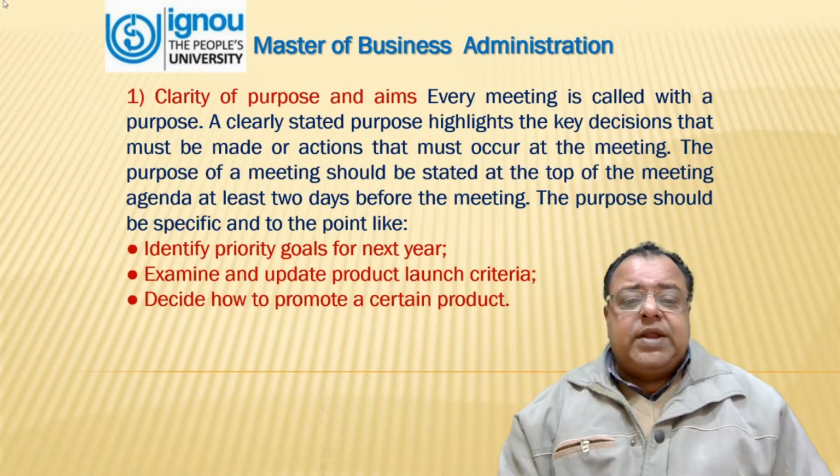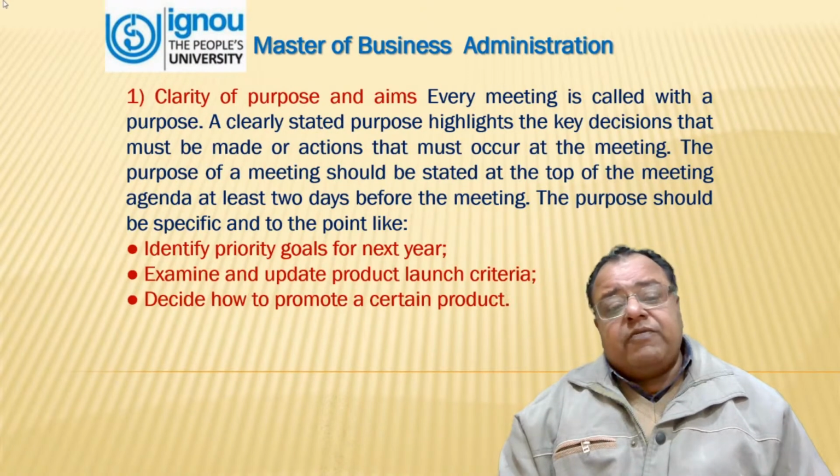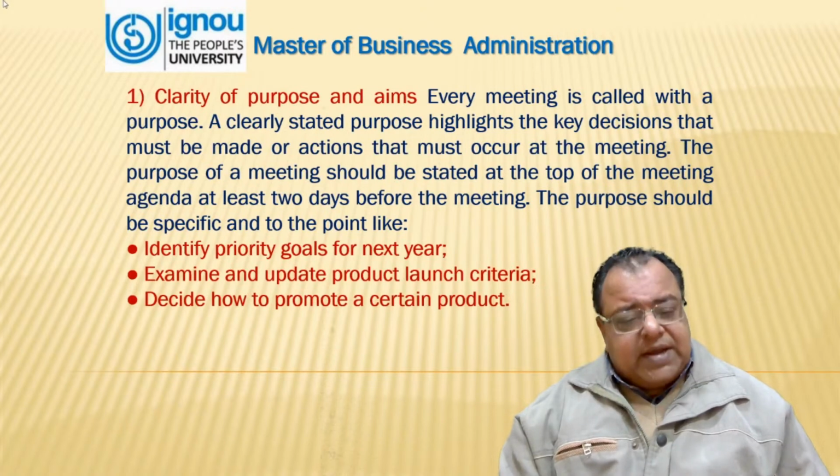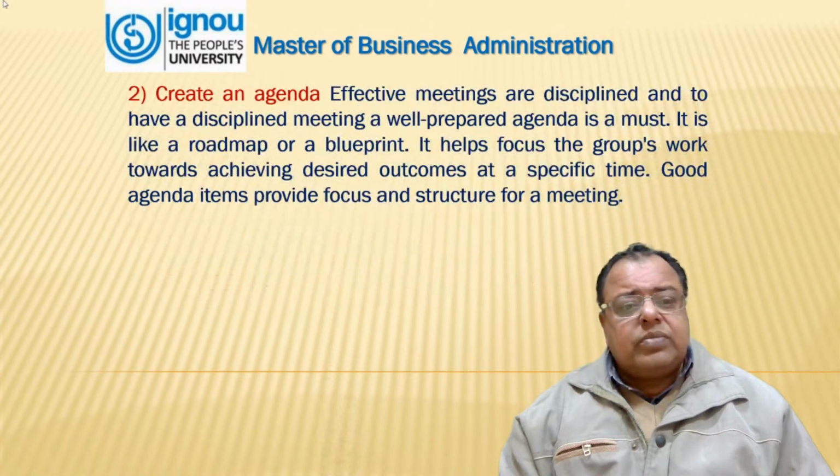The purpose of the meeting should be stated at the top of the meeting agenda at least 2 days before the meeting. The purpose should be specific and to the point, like identify priority goals for next year, examine and update product launch criteria, decide how to promote a certain product.